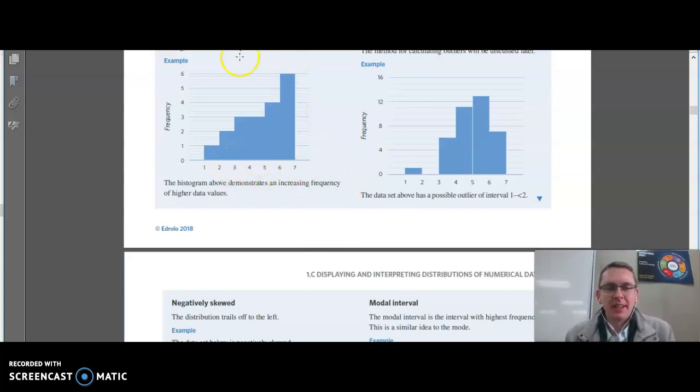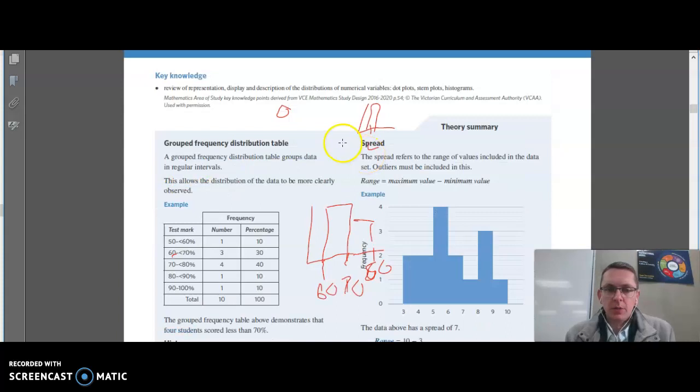Obviously, we can explain as well with shape and things like that. So we're going to look at which way it's skewing. This is negatively skewed. We can also see the range. So this would be from 3 to 10. The minimum value would be 3. The maximum we can say is positive 10. So you'd expect the range to be 7.